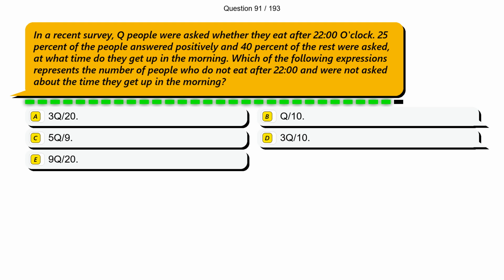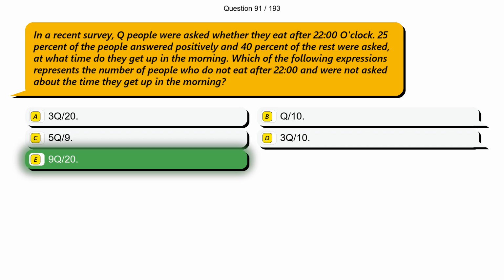Question 91. In a recent survey, Q people were asked whether they eat after 2200 hours. 25% of the people answered positively and 40% of the rest were asked, at what time do they get up in the morning? Which of the following expressions represents the number of people who do not eat after 2200 hours and were not asked about the time they get up in the morning? Option A, 3Q/20. Option B, Q/10. Option C, 5Q/9. Option D, 3Q/10. Option E, 9Q/20.